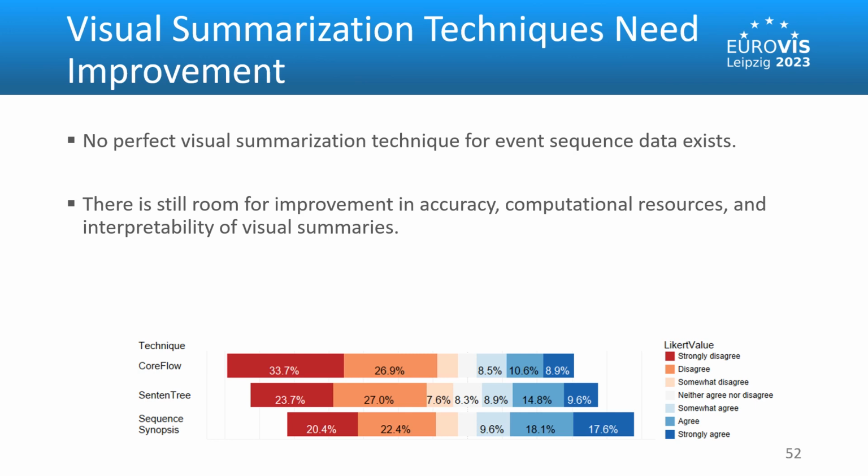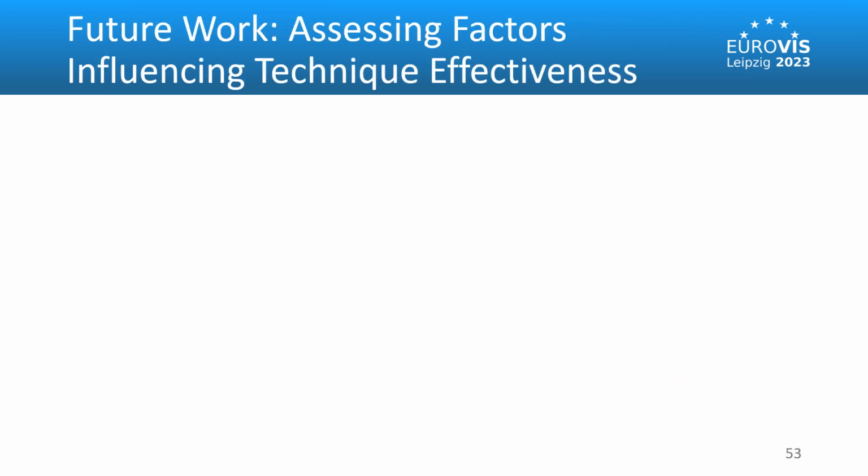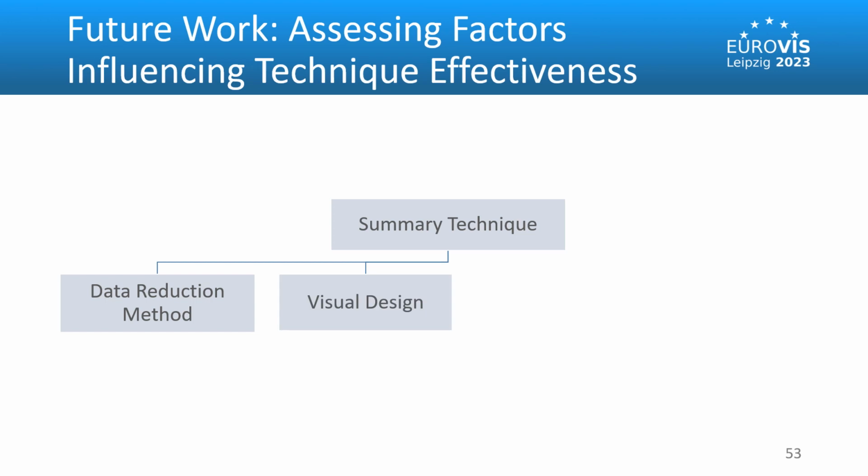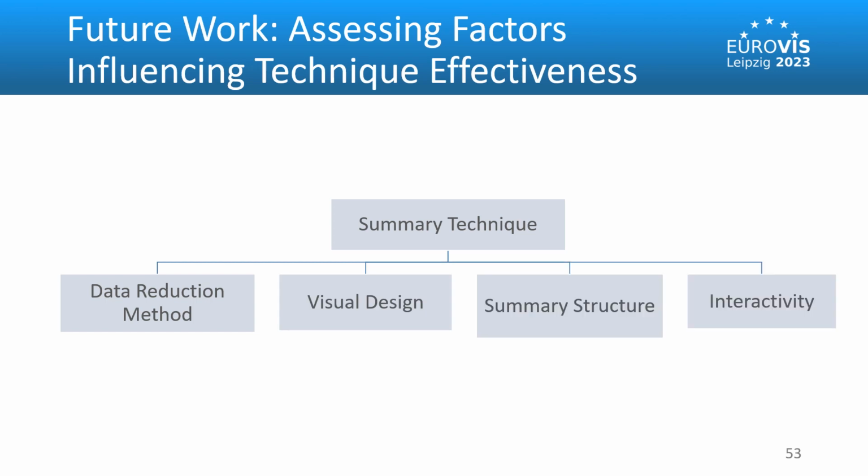There is still room for improvement in accuracy, computational resource uses, and interpretability of visual summaries. Our study evaluates the effectiveness of three techniques holistically. Each technique has multiple components, including data reduction method, visual designs, summary structure, and interactivity. All these components play important roles in technique effectiveness. In addition, individual dataset characteristics also play a role in technique effectiveness.